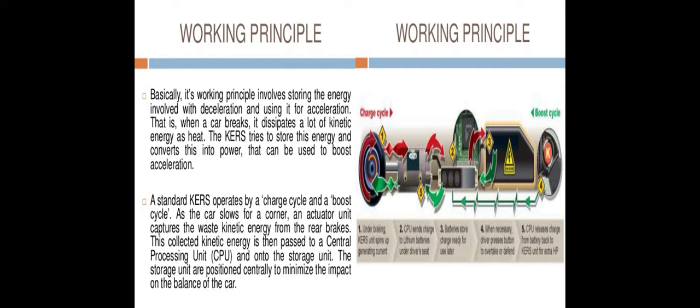As the car slows for a corner, an actuator unit captures the waste kinetic energy from the rear brakes. This collected kinetic energy is then passed to a central processing unit, CPU, and on to the storage unit. The storage unit is positioned centrally to minimize the impact on the balance of the car.